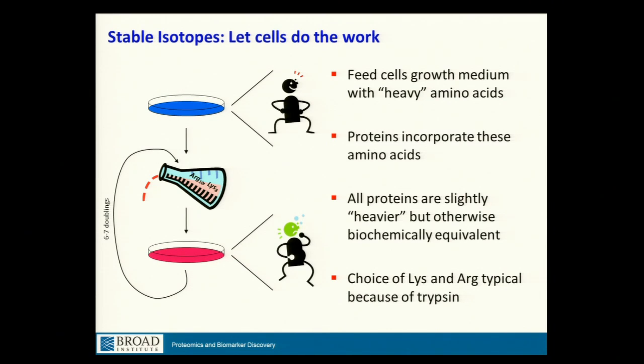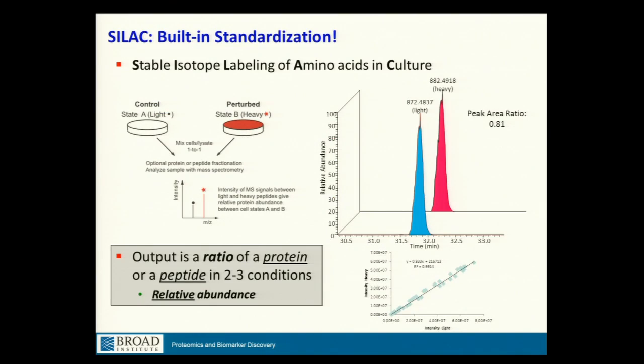Okay? Now, we like to feed cells with lysine and arginine because trypsin cuts at lysine and arginine. So if we label these amino acids, we can guarantee that almost every peptide, with the exception of maybe the C-terminal peptide of the protein, is going to bear one of these labels. And so this now is what's known as SILAC. It stands for Stable Isotope Labeling of Amino Acids in Culture.